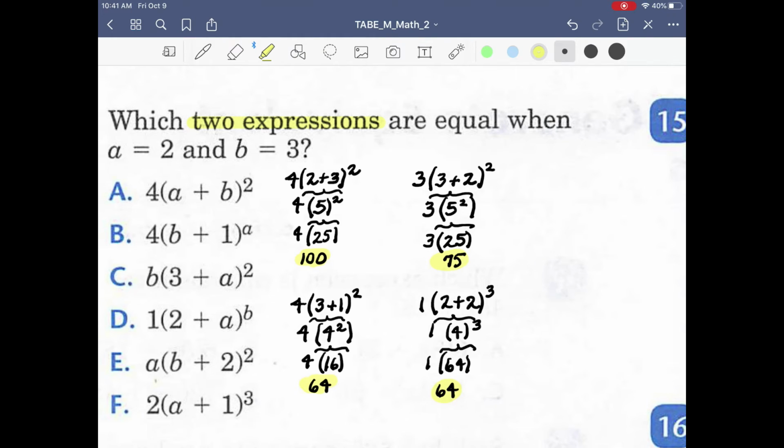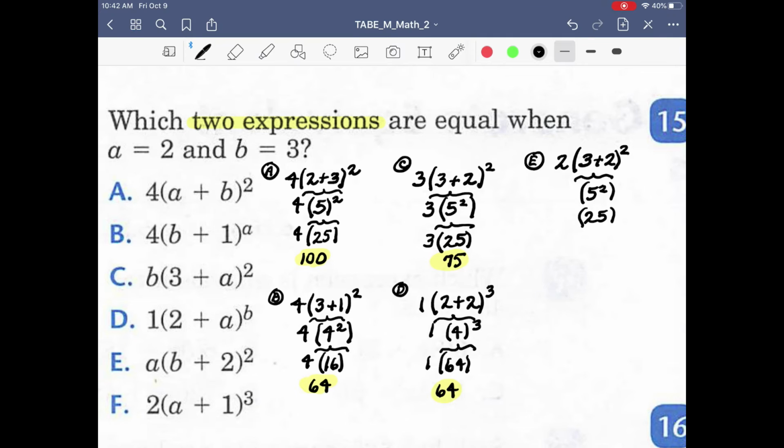Let me go ahead and do E and F. Here's A, B, C, D. Here's E. We have 2 times 3 plus 2 to the second power. 3 plus 2 is 5, to the second power is 25, times 2 is 50.